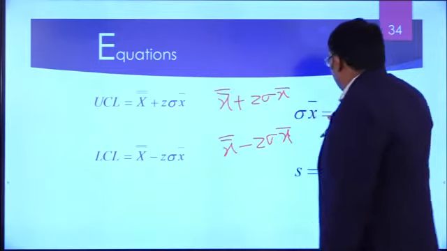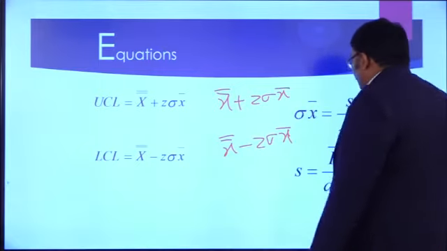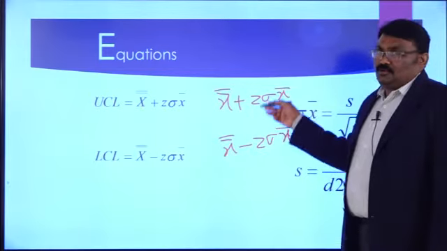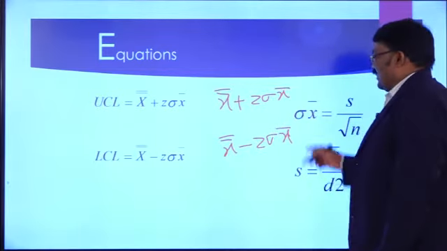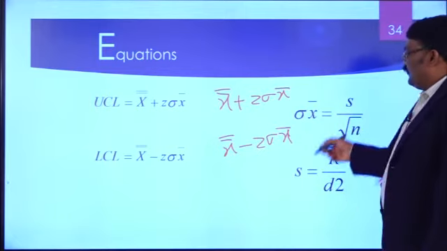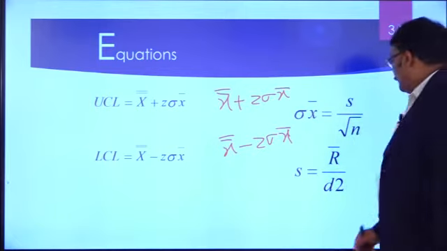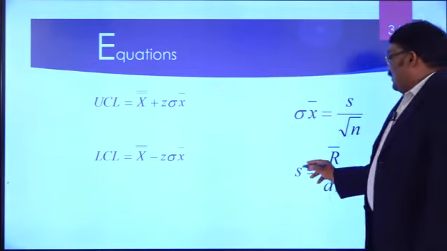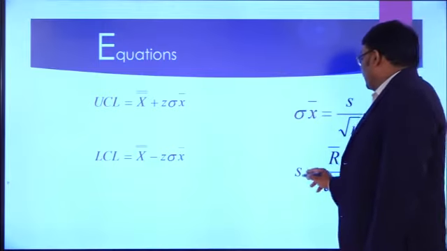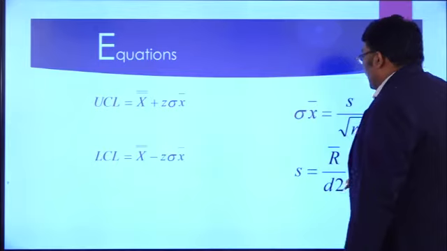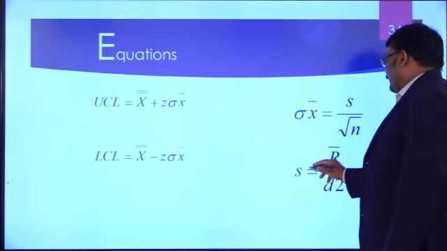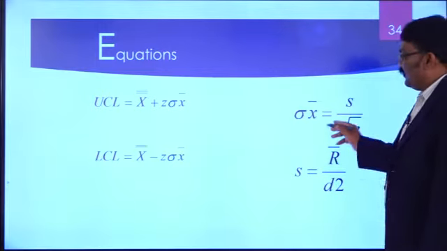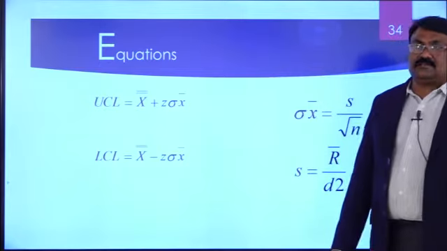X bar we have identified, x double bar what we are supposed to do? We are supposed to sum the total and divide that by how many? 25. That value will be the x double bar, right. And once you note these formulas, we will apply them. Standard deviation S, sigma x bar is equal to S by root of n, and S is equal to R bar by D2. So, once you have written the formula, we will go to the next slide.